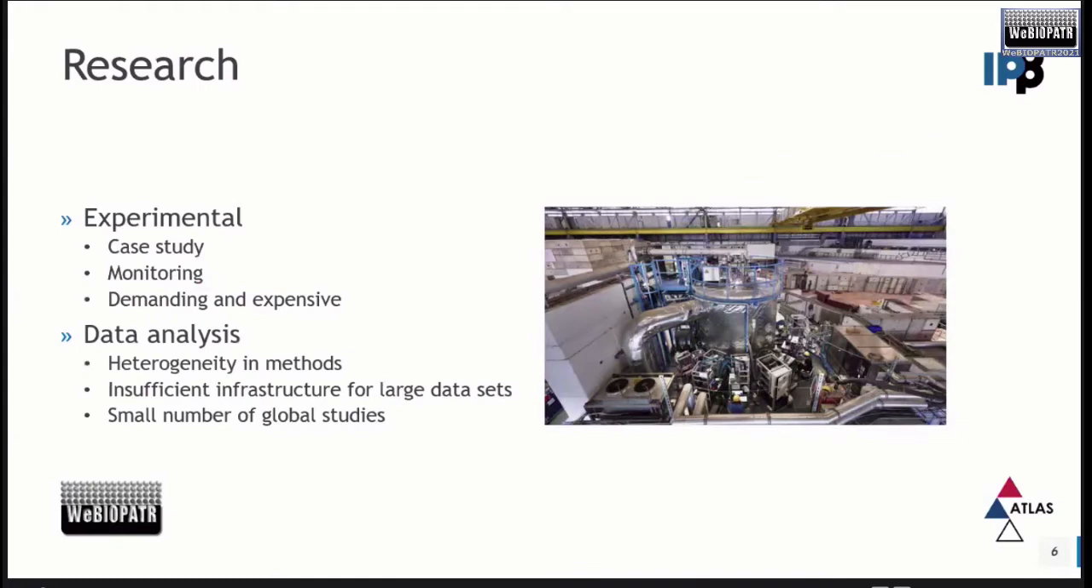What is happening in terms of research nowadays? We have a situation in which experimental research in the field of environmental science is mainly reduced to case studies and monitoring. There is generally a small number of experiments involving simulations, controlled conditions, and so on, mainly because it would require a lot of work and a lot of funding.